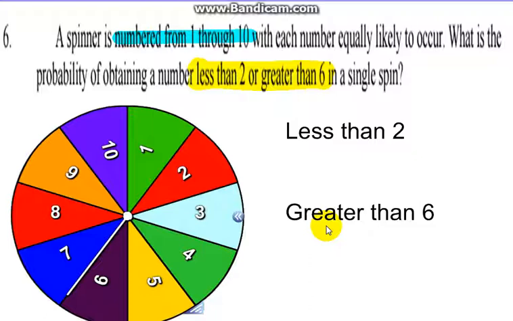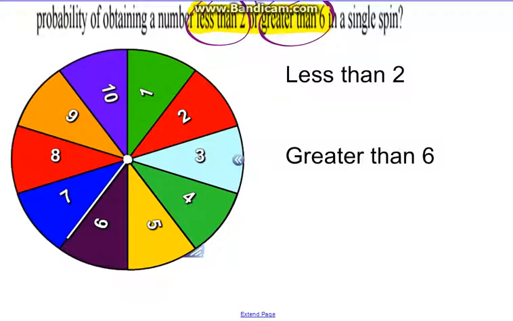Number 6 says a spinner is numbered from 1 through 10, with each number equally likely to occur. What's the probability of obtaining a number less than 2 or greater than 6 in a single spin? So our qualifications here are less than 2 or greater than 6. Well, we know we have 10 total spaces on this board. We have 10 total, that's our denominator. But what is it that we're likely to land on? What do we want? What are we desiring?